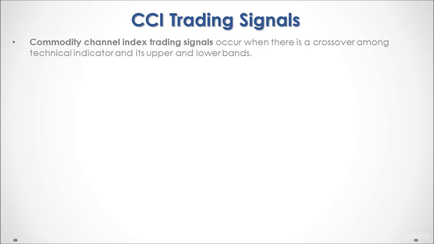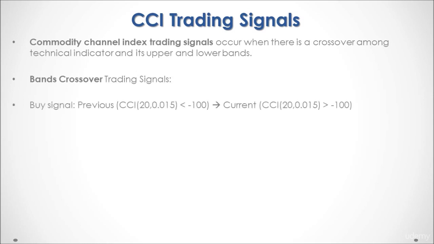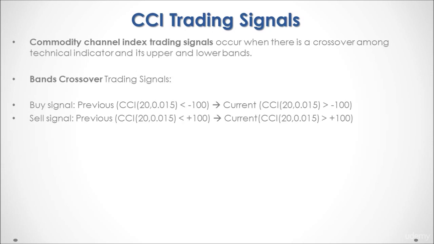Commodity channel index trading signals occur when there is a crossover between the technical indicator and its upper and lower bands. Therefore, we have bands crossover type of trading signals, in which we have a buy signal if the previous commodity channel index was less than -100 and the current commodity channel index was above -100. On the other hand, we have a sell signal if the previous commodity channel index was below +100 and the current commodity channel index is above +100.